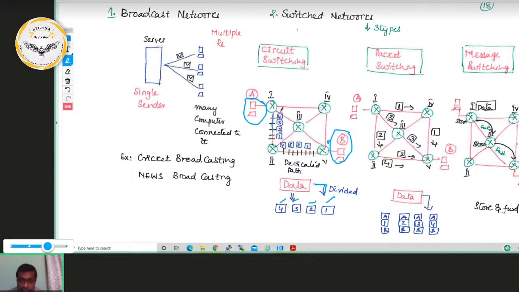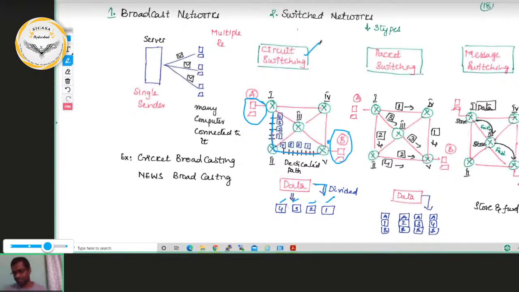Now how will the data be transmitted in circuit switching? If all the packets move on the same path, then that type of transmission is called circuit switching. So what do you mean by circuit switching? Here the data will be divided into packets, and if all the packets are transmitted in the same path, or a dedicated path, that type of transmission is called circuit switching.